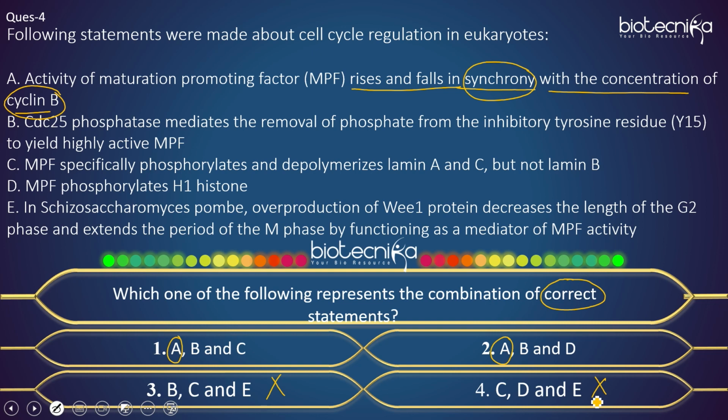So let's read the second statement. CDC25 phosphatase mediates the removal of phosphate from the inhibitory tyrosine residue to yield highly active maturation promoting factor.